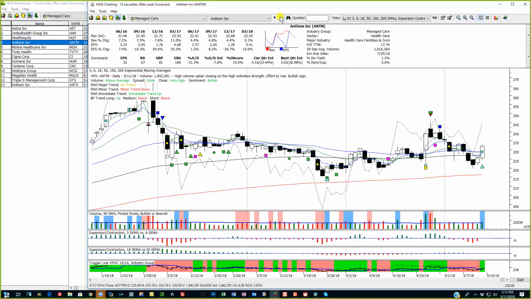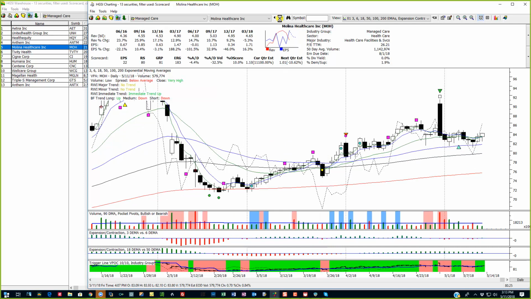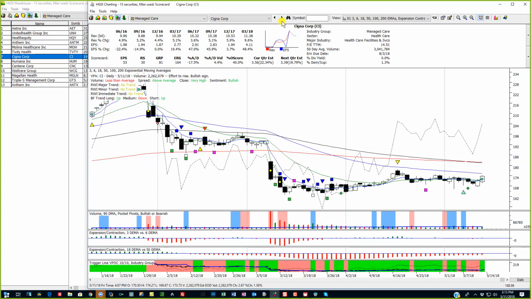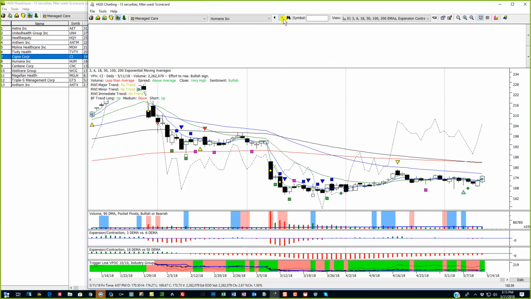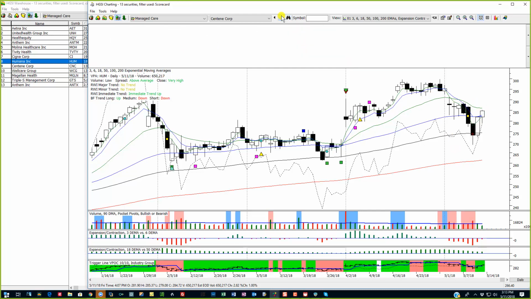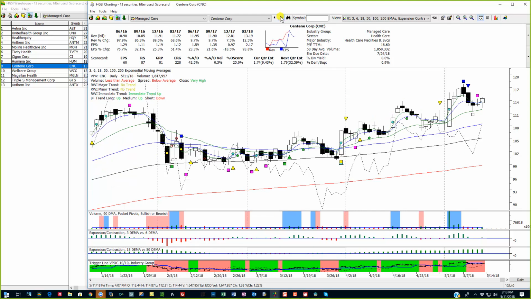Okay, now, Anthem, you can see that there's some big stocks here that money is starting to flow back into. Cigna, not doing much. Looks like it's under accumulation. Humana, a couple of candles. VPOC turned positive. There's a lot of choices here, but I would certainly stick to the ones that are trending.